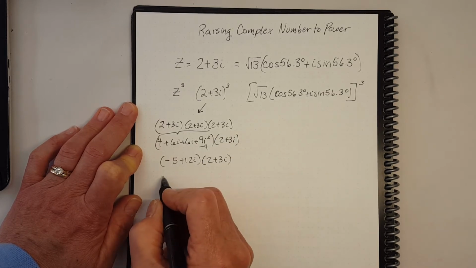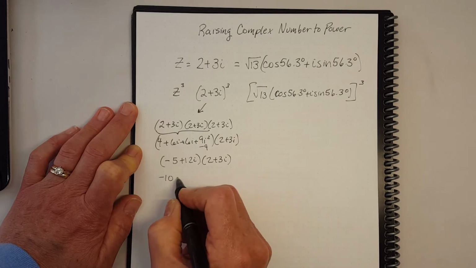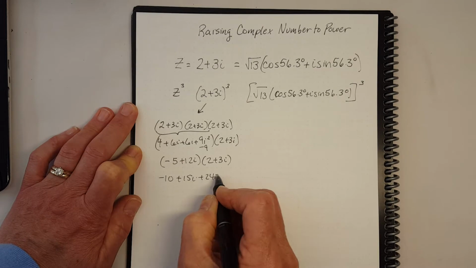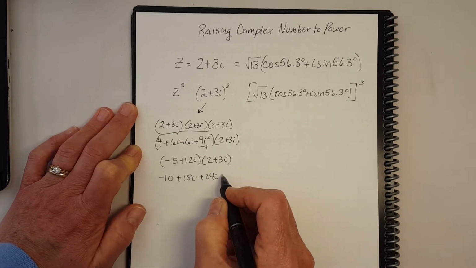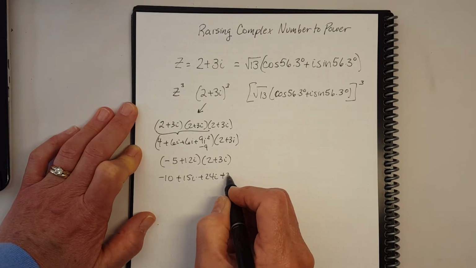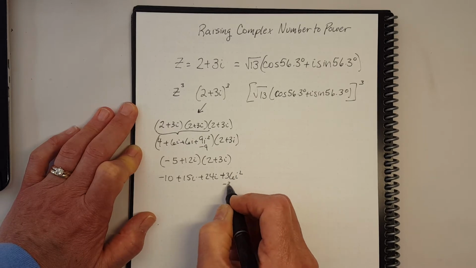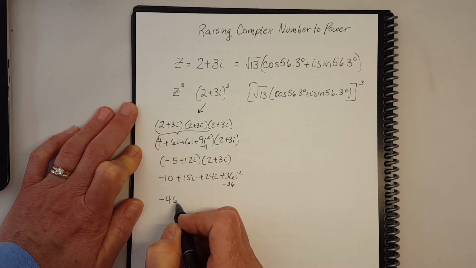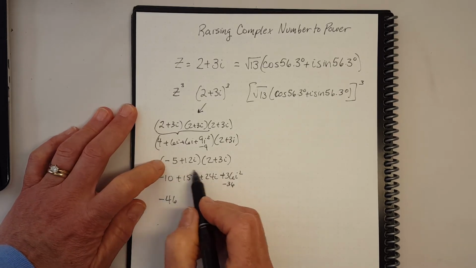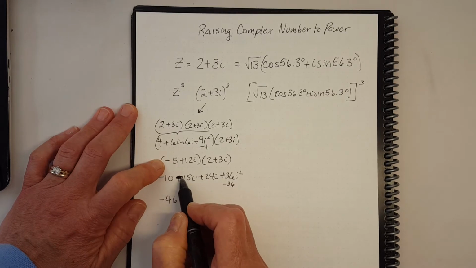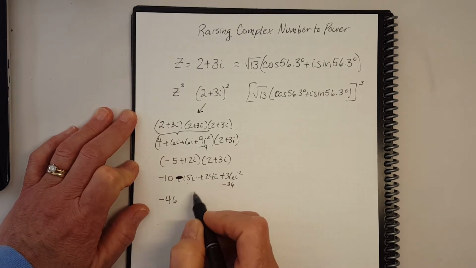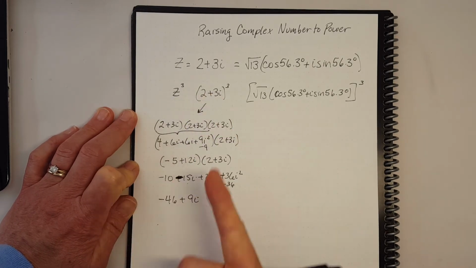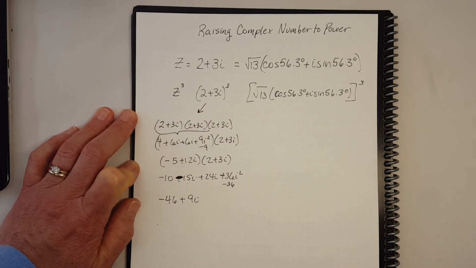So minus 5 times 2 is minus 10. Minus 5 times 3i is minus 15i. 12i times 2 is plus 24i. And 12i times 3i is plus 36i squared. And again, that makes this minus 36. So we get minus 46. Let's see, I lost a negative sign. This is minus 15i here. That should be a minus 15i. And so we get minus 46 plus 9i. And so the cube of 2 plus 3i is minus 46 plus 9i.